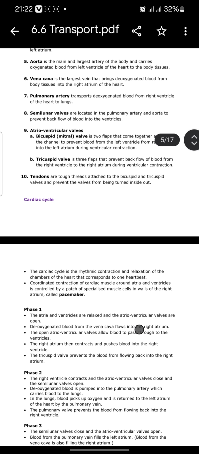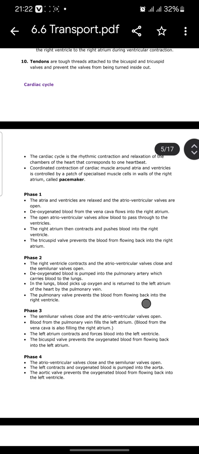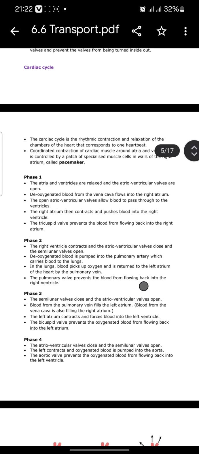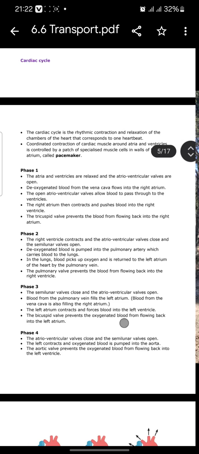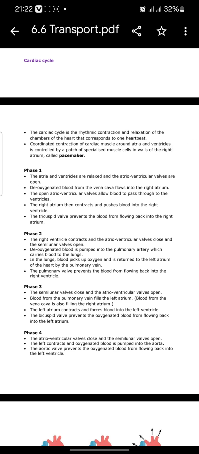Then we move on to the cardiac cycle. The cardiac cycle is the rhythmic contraction and relaxation of the chambers of the heart that corresponds to one heartbeat.